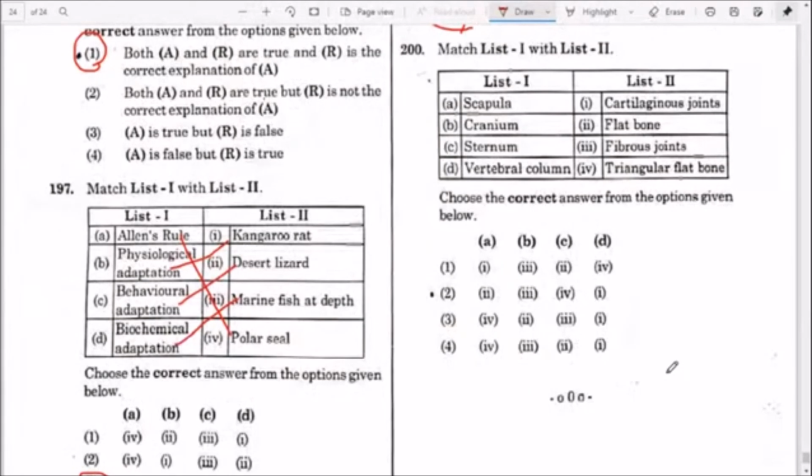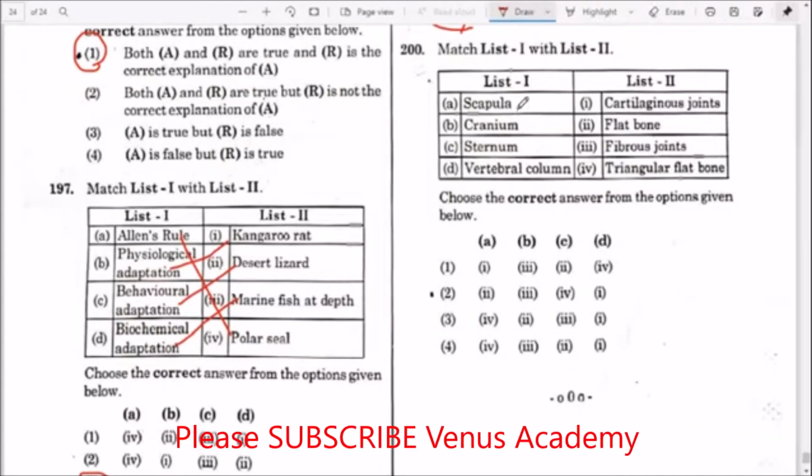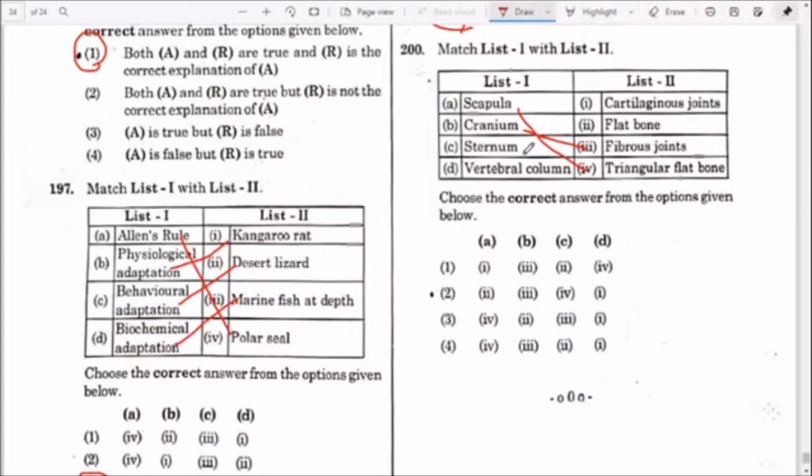Next, question number 200. Match list 1 with list 2. Scapula, cranium, sternum, vertebral column. Scapula is a triangular flat bone. Cranium has fibrous joints. Sternum is a flat bone, and vertebral column has cartilaginous joints. So option number 4 is the correct option, students.